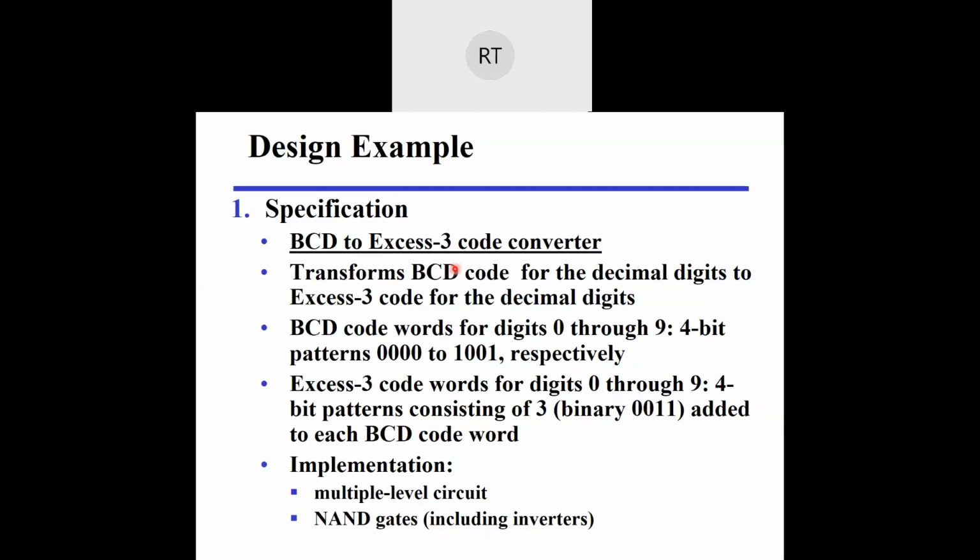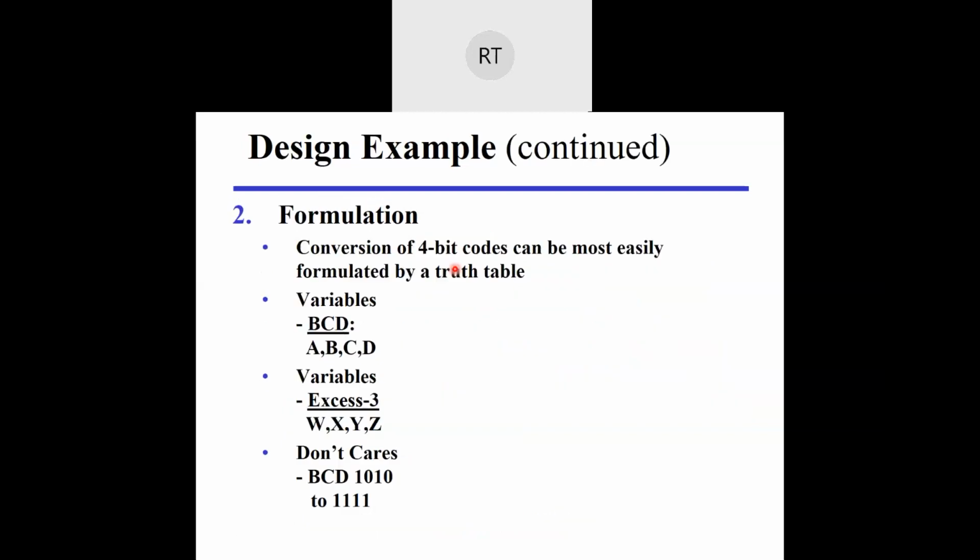You got the idea? From the specification, you will have to find out how many bits are the input and how many bits are the output. So here we do the formulation. We check that we have A, B, C, D as input and W, X, Y, Z as the output. Of course, you can give them any names you want. But in the BCD, I have don't cares.